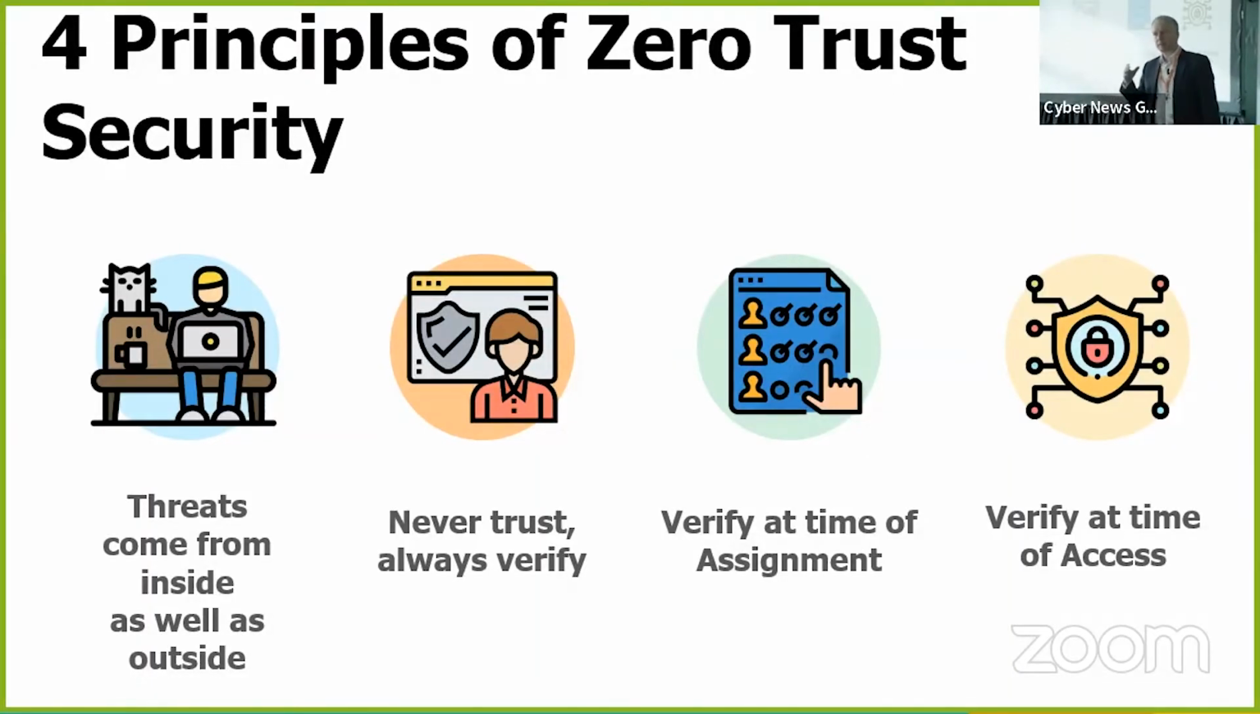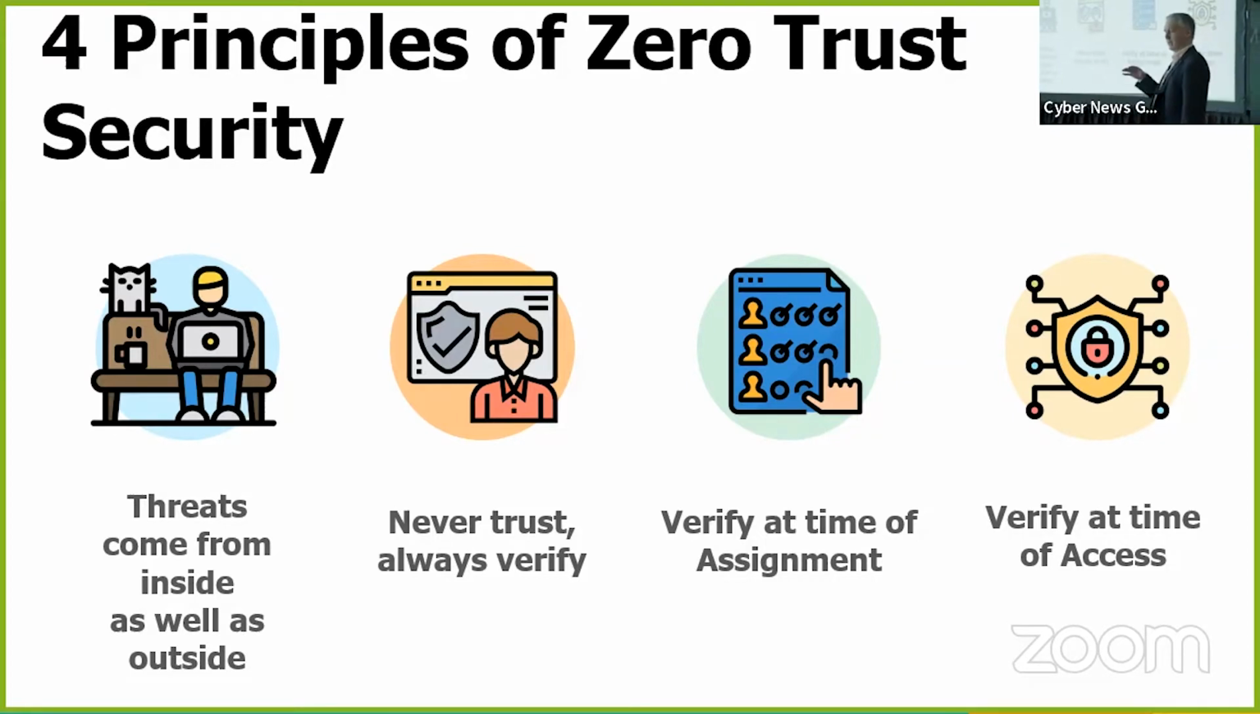Now, some of the four key principles of zero trust as I see it are, first of all, obviously threats come from inside as well as outside. So just because somebody has been given the responsibility to carry out a task doesn't mean they might not misuse it. The other one obviously is never blindly trust, but always verify, and there are different ways now that you can verify, and I'm going to be talking about that as we go along.